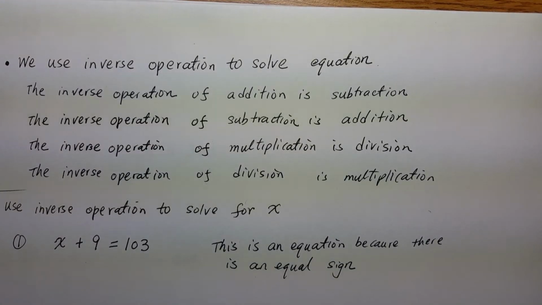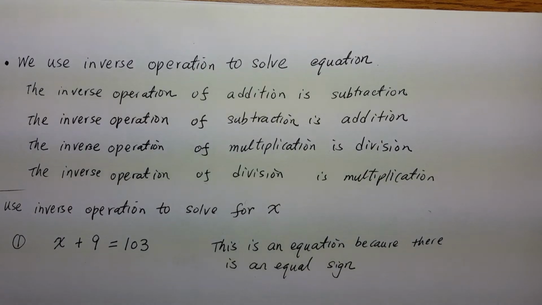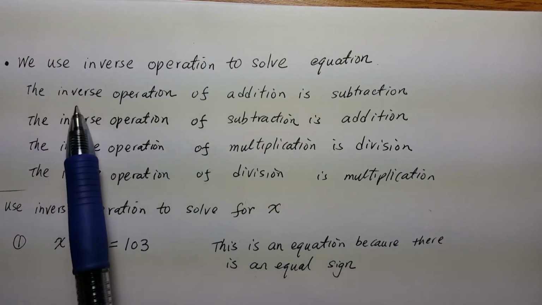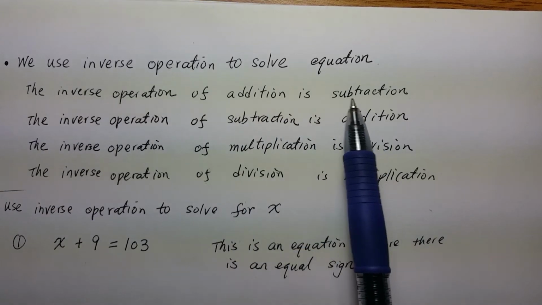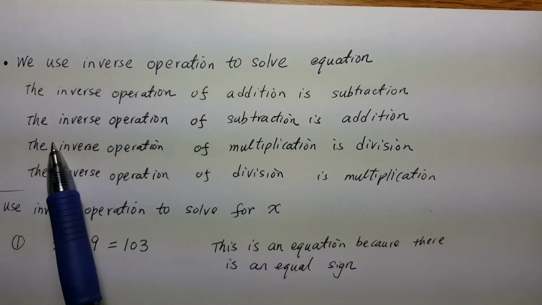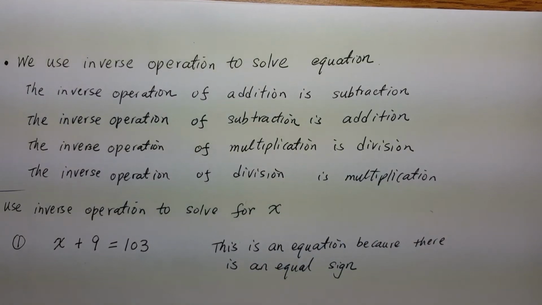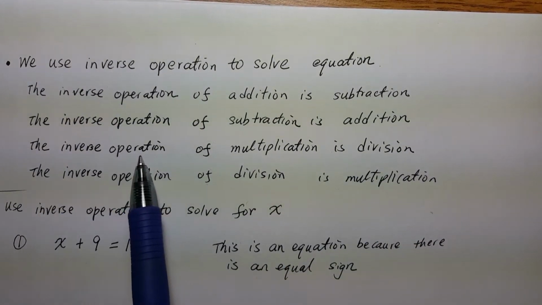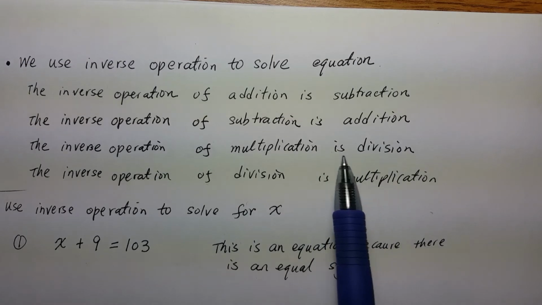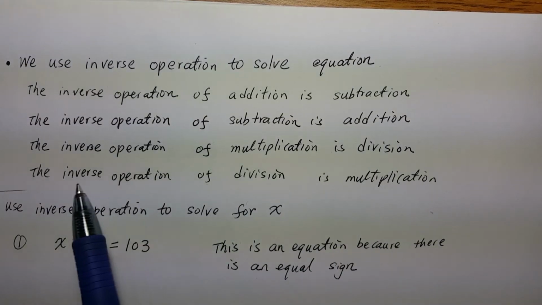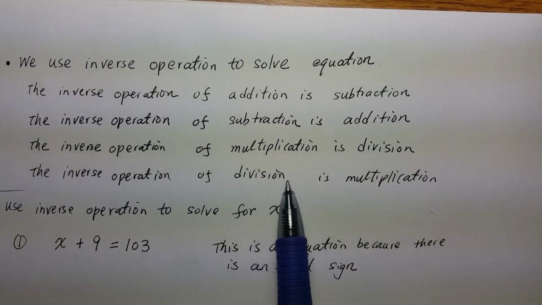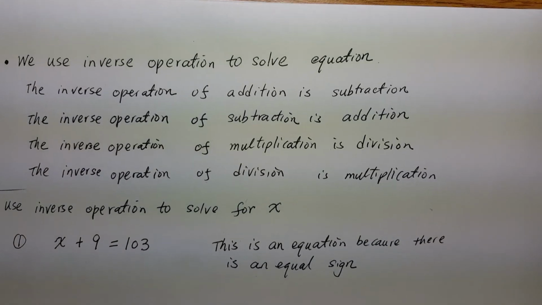We use inverse operation to solve equations. So let's review what I mean by inverse operation. Inverse operation means the opposite operation. So the inverse operation of addition is subtraction because they're opposite. The inverse operation of subtraction is addition. The inverse operation of multiplication is division because they're opposite. The inverse operation of division is multiplication.